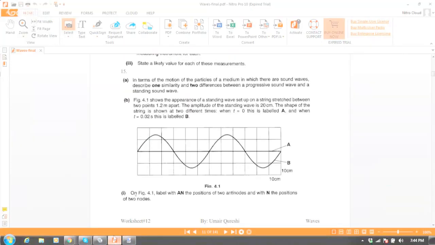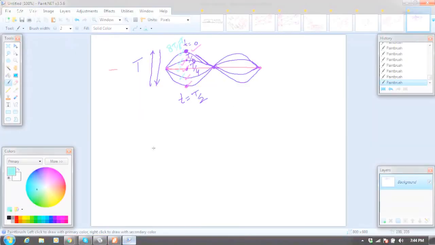Now coming to this question, it says, read this question carefully. It says that the shape of the string is shown at two different times. At time 0 it is labeled A, it is straight, it is not forming any wave at time 0.